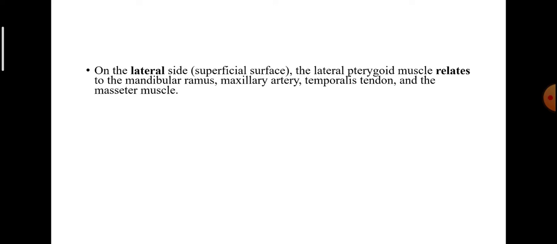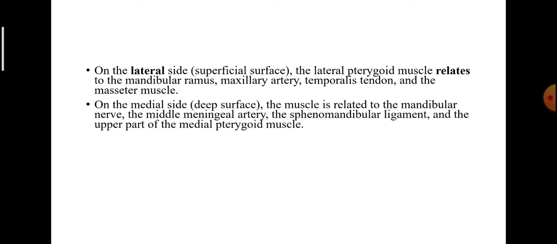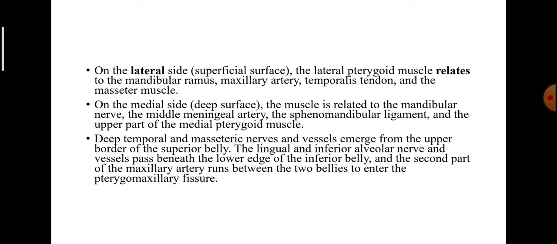On the lateral side, the lateral pterygoid muscle relates to the mandibular ramus, maxillary artery, temporalis tendon, and the masseter muscle. And on the deep medial side, the muscle is related to the mandibular nerve, the middle meningeal artery, the sphenomandibular ligament, and the upper part of the medial pterygoid muscle.